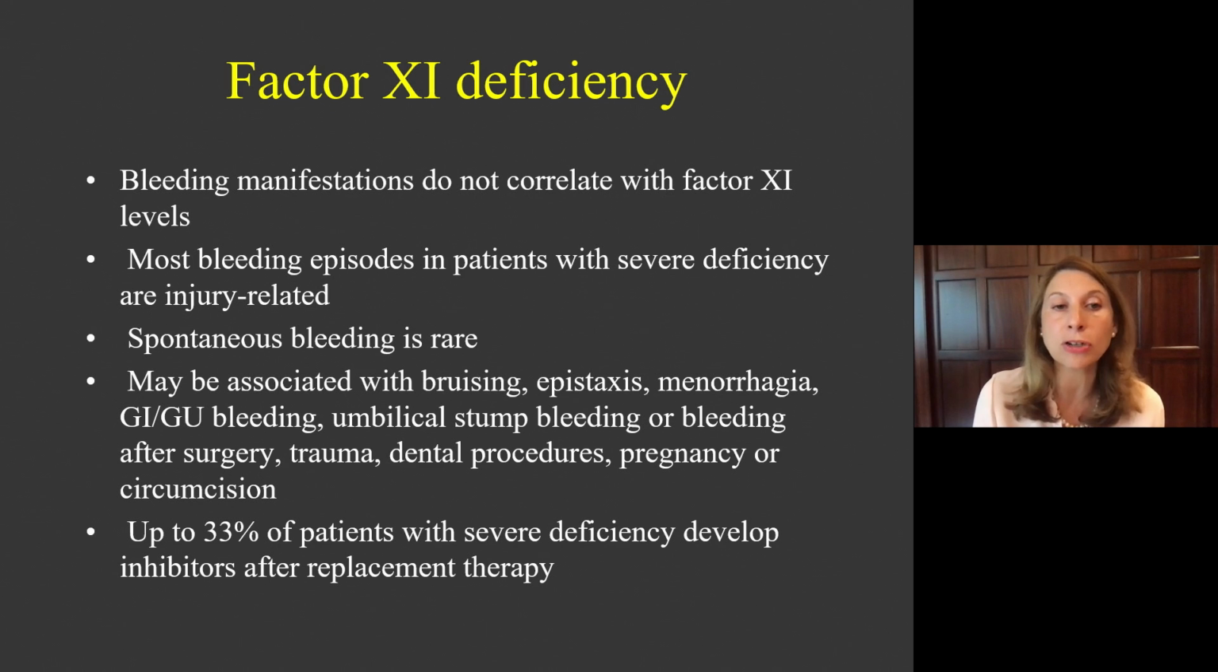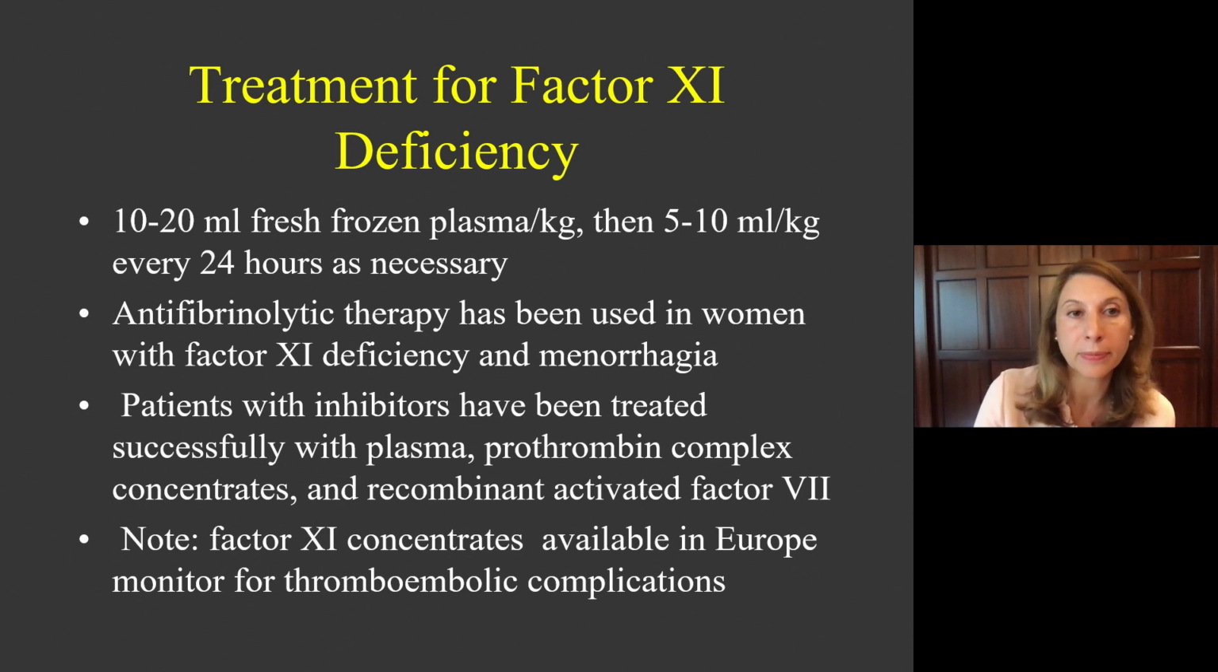Spontaneous bleeding occurs very rarely. It may be associated with bruising, epistaxis, menorrhagia, GI-GU bleeding. Babies may present with umbilical stump bleeding. You could have bleeding after a surgery or a trauma, dental procedures, pregnancy, or even at circumcision. Up to 33% of patients with severe deficiency will develop inhibitors over time after the use of replacement therapy.